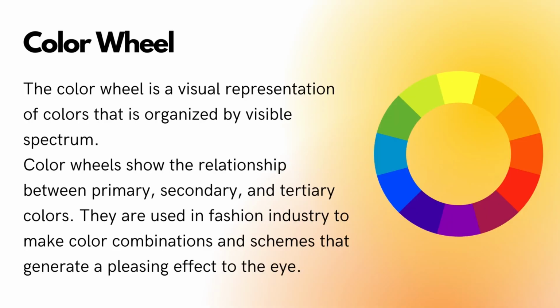wheel. The color wheel is a visual representation of colors that is organized by visible spectrum. Color wheels show the relationship between primary, secondary, and tertiary colors. They are used in the fashion industry to make color combinations and schemes that generate a pleasant effect to the eye.